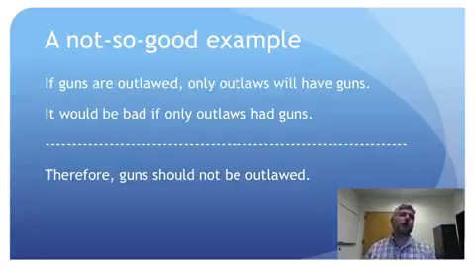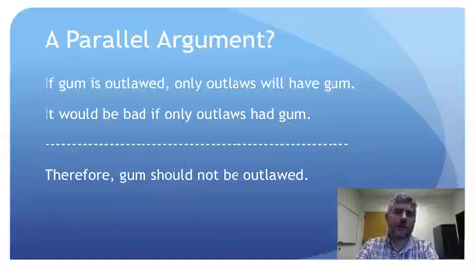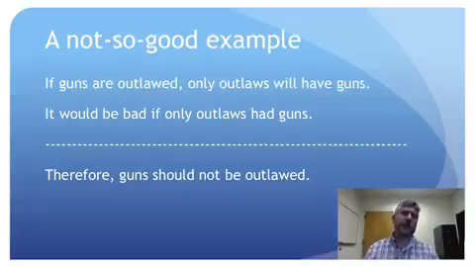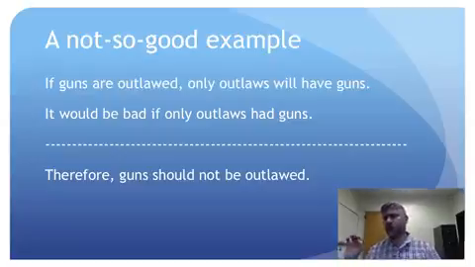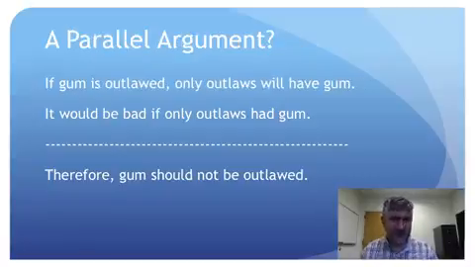Well, suppose we try to refute it by parallel reasoning as follows. If gum is outlawed, only outlaws will have gum. It would be bad if only outlaws had gum. Therefore, gum should not be outlawed. Now notice, this parallel argument has exactly the same form as this earlier argument about guns. The two arguments have the same form. So if one of them is a fallacy, then the other one is a fallacy. But is this argument a fallacy?